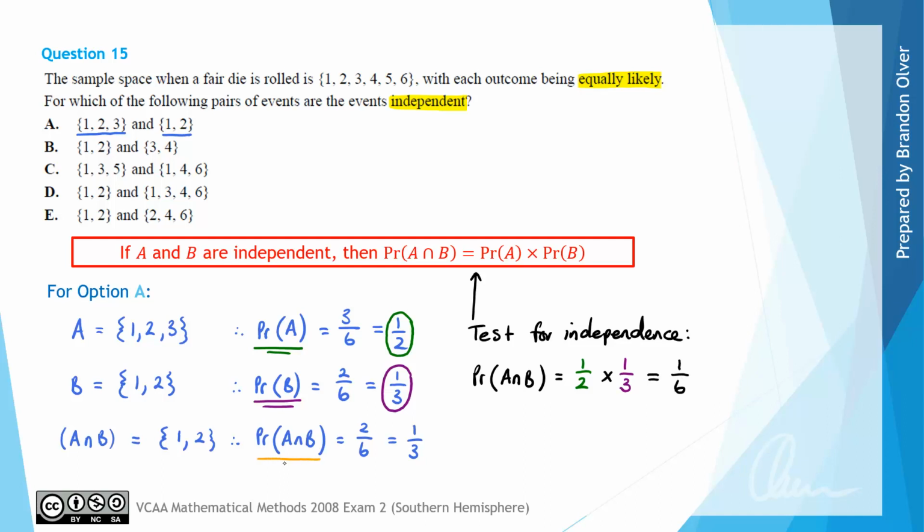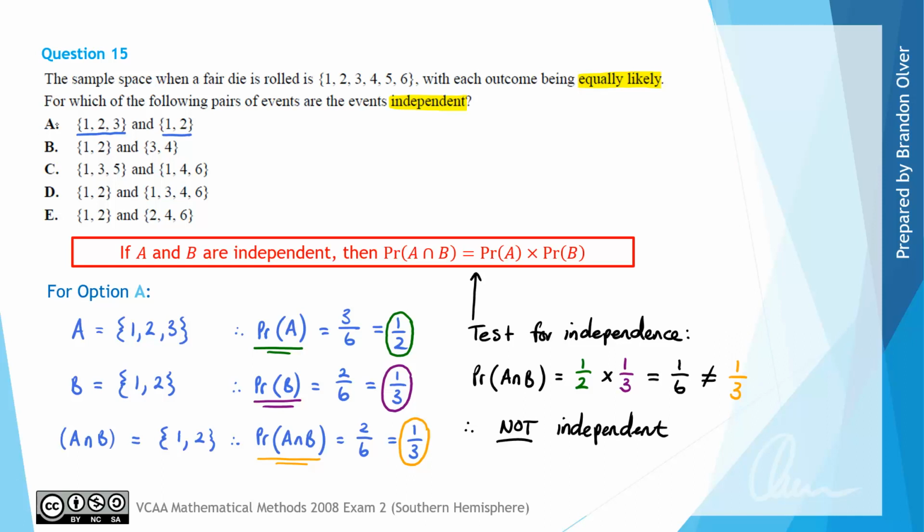However, we now need to compare that against the value that we actually know is the probability of A intersecting B, which is this 1/3 down the bottom. So we can see that 1/6 does not equal the 1/3, which is the actual probability of the intersection. So therefore we conclude that these events are not independent. So we can strike A off our list.